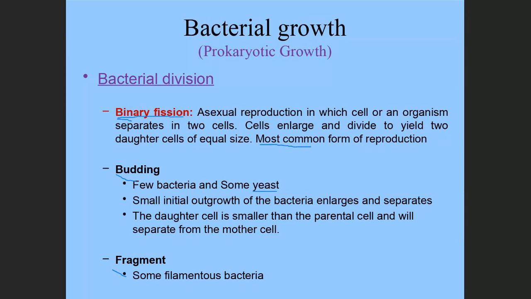So by budding, an outgrowth or a shoot comes out, and that outgrowth continues to enlarge until it forms a completely new organism, which then clips off and separates out. In this instance, the daughter cell is quite smaller compared to the mother cell. But in binary fission, the daughter cells are of equal size, comparing the daughter and the mother cell after binary fission.